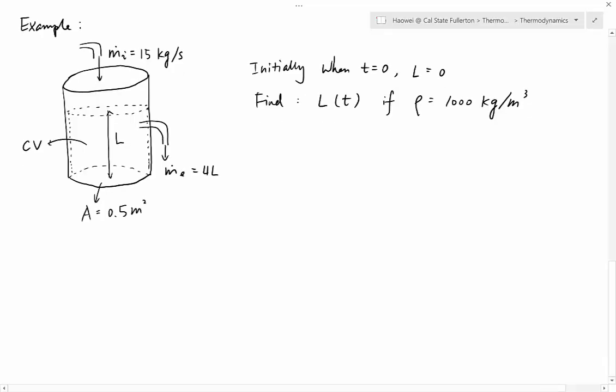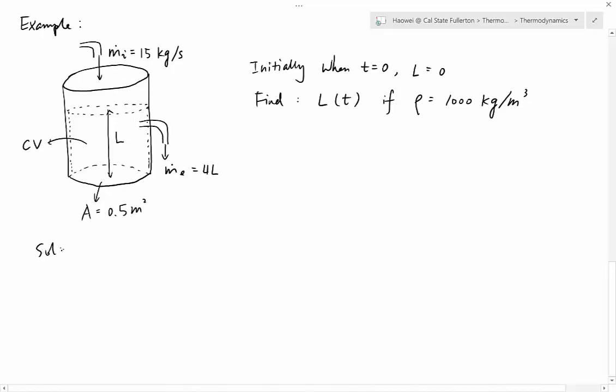Okay, so let's do it. We're going to start from the conservation of mass equation again. Sigma m dot I minus sigma m dot E, and the right hand side is d mcv over dt. Can we still get rid of the right hand side this time? No, we cannot, because the problem didn't say it's steady state. So the right hand side does not go to 0 this time. You just have to keep it.